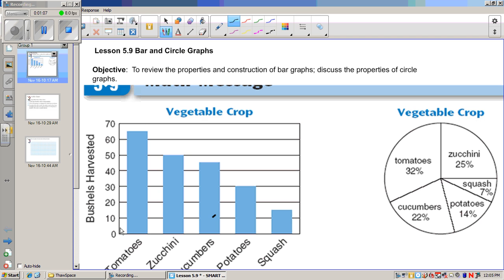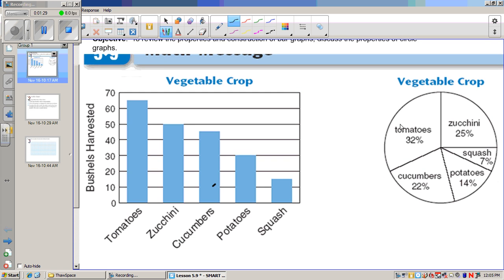When I look at a bar graph, and I sometimes like bar graphs because I like to be able to have that visual, if I were looking at tomatoes, I would say it's 65. But now look over here. It's 32%. Again, we're talking about the number of bushels versus the percent out of 100. So there's the difference right here.